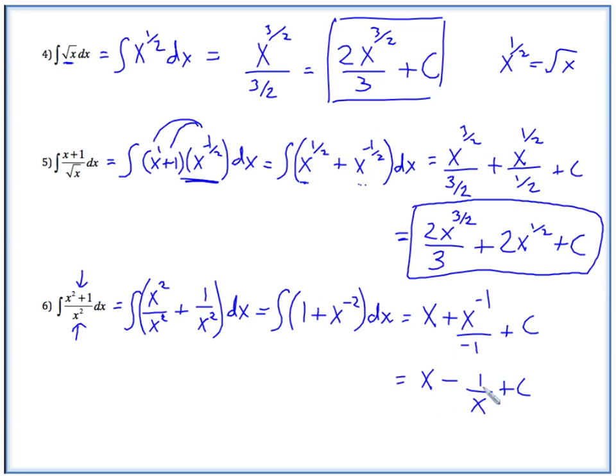Okay. Now you could add these back together. Just change this into x squared over x. And so we really have x squared minus 1 over x plus c. All right, so that is an antiderivative and how to find an indefinite integral using the power rule.